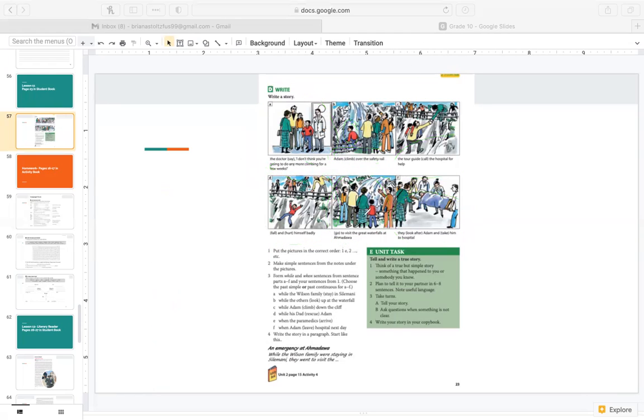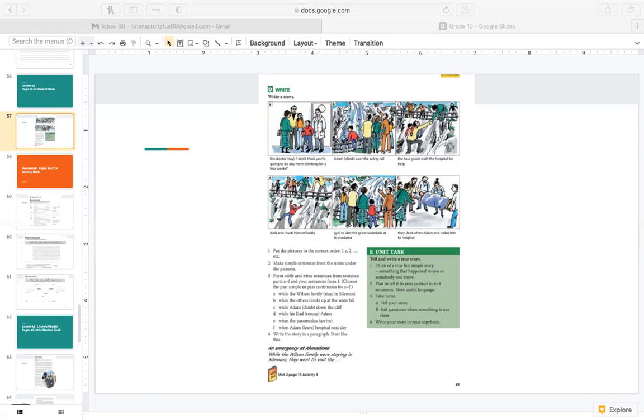Can you make simple sentences using the information below? So first we start with the subject, they. Then we need to use the past tense of go. What's the past tense of go? Went. They went to visit the great waterfalls at Ahmed Dawa.